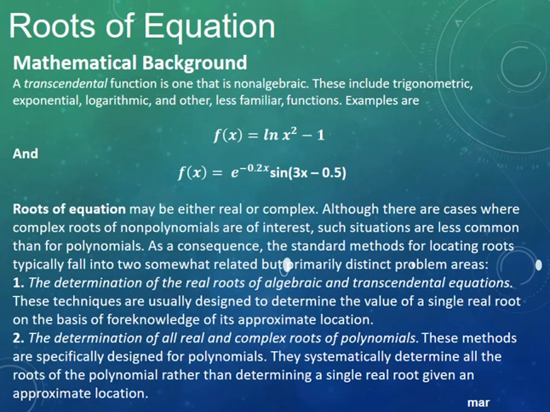of algebraic and transcendental equations. So these techniques are usually designed to determine the value of a single real root on the basis of foreknowledge of its approximate location. Number two, the determination of all real and complex roots of polynomials. So these methods are specifically designed for polynomials. They systematically determine all the roots of the polynomial rather than determining a single root given an approximate location.